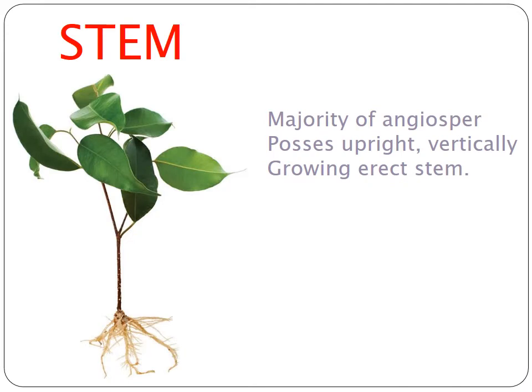The stem is one of the parts of the shoot system. Look at this picture carefully. Except for the root system, everything is the shoot system. Here, the stem occupies the major part of the shoot system. The majority of angiosperm plants have an upright, vertically growing, erect stem. The stem is a very important part of the shoot system.